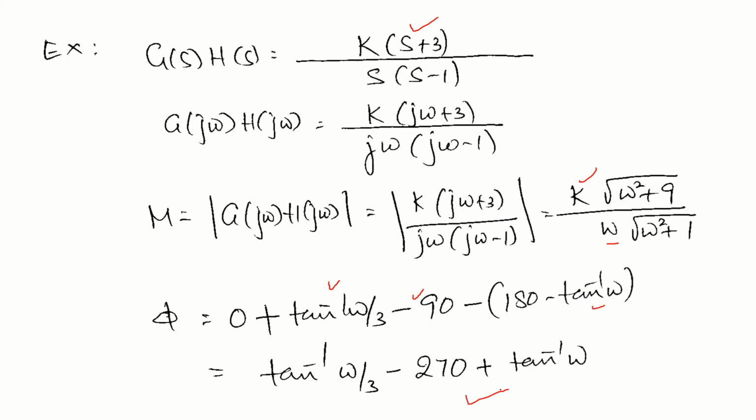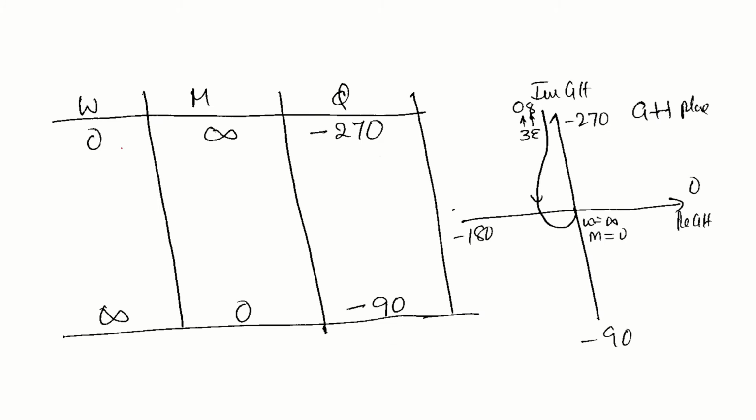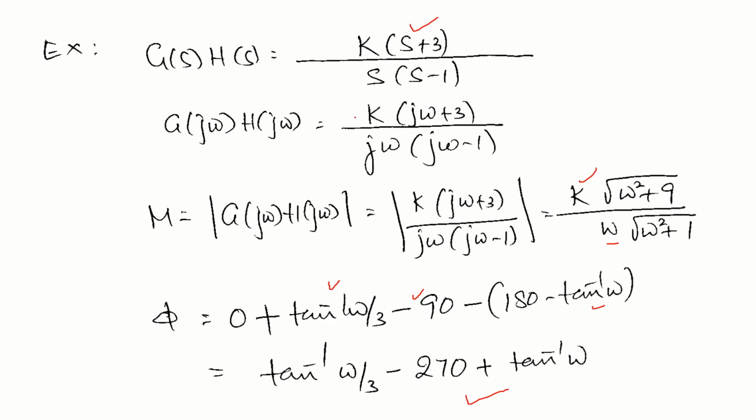So now omega is 0, magnitude is infinity, phase angle is minus 270. And omega is infinity, magnitude is 0, phase angle is minus 90 degree. So you get the polar plot this way. Must be careful, don't make mistakes particularly in writing the phase angle for s minus 1.